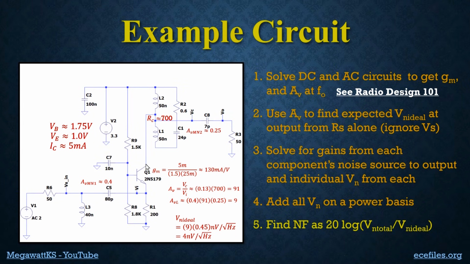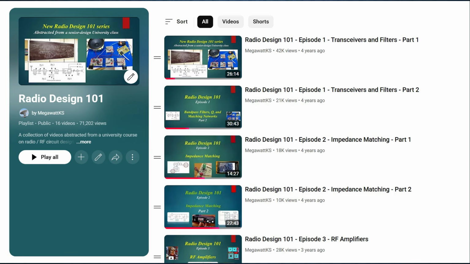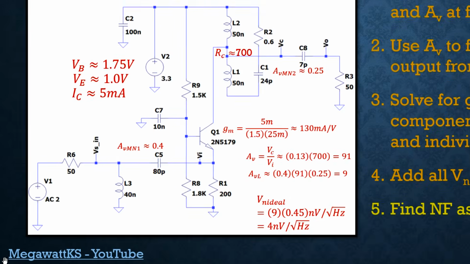Our subject today is noise. So let's launch into this. First step, solve the DC and AC circuits to get the transconductance and the voltage gain at the center frequency. I'm going to assume that you're either kind of working in this field or you have some inkling of how to do that. And if you want, you could review the lectures in Radio Design 101 series. But let's go ahead, take a look at this circuit.